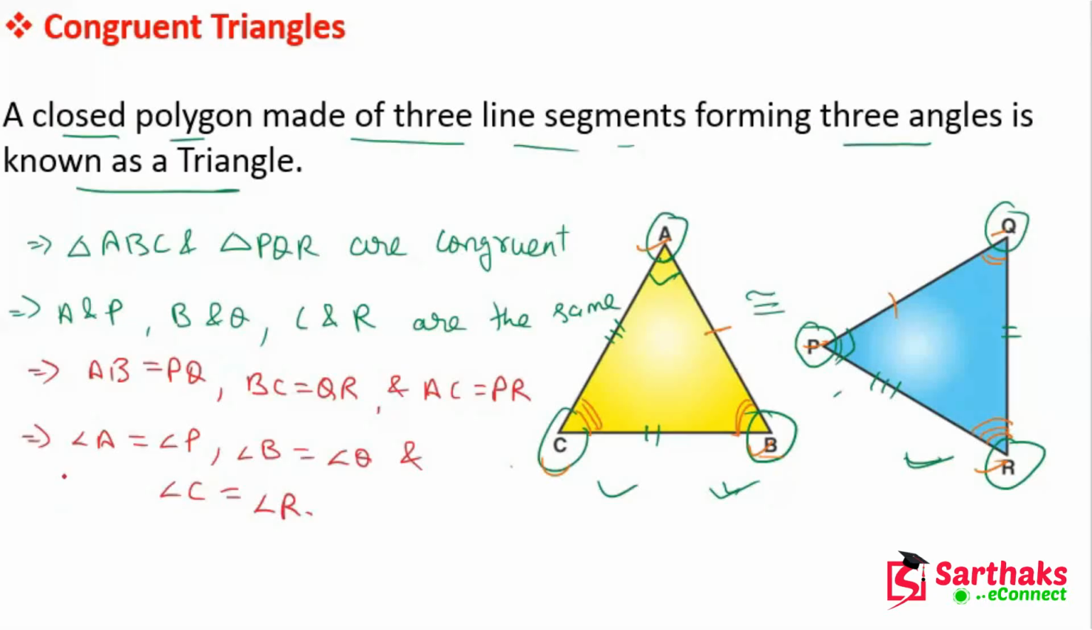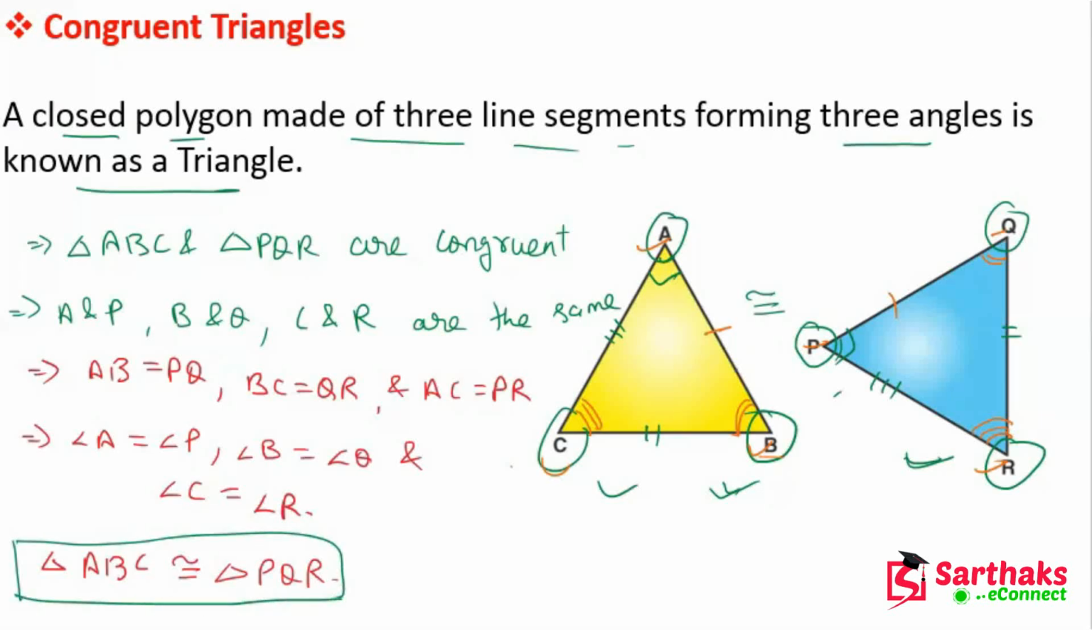So I hope you understand the meaning of congruency. From this we can write that triangle ABC is congruent to triangle PQR. So I hope you understand these things. So now let's move on.